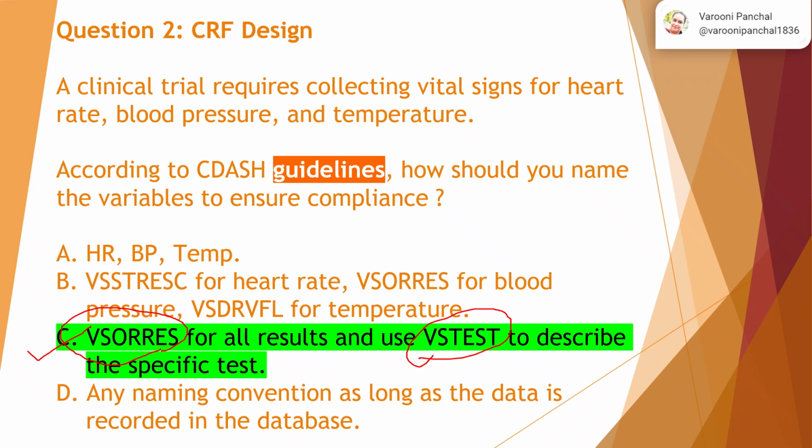The option says HR, BP and temperature. So this is not the correct way of naming the variables as per the CDASH guidelines. Another option talks about VSSRT for heart rate, VSORRES for blood pressure and a different variable for temperature. So this is also not the right variable naming as per the CDASH guidelines, right? The option D says any naming convention as long as the data is recorded in the database. No, you cannot use a naming convention as per your convenience or as it is recorded in the database, because you have to follow the CDASH guidelines, correct?